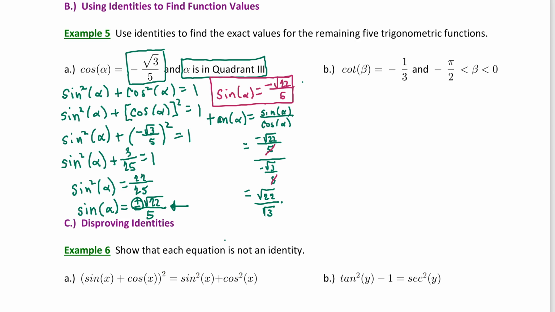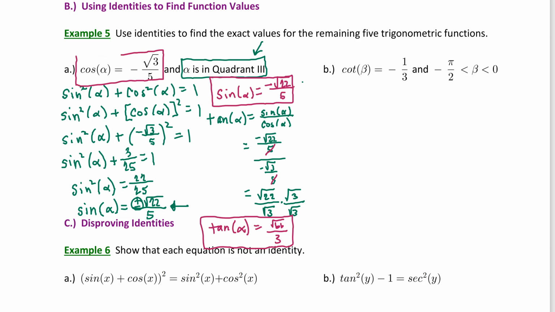Now, it's customary to go ahead and rationalize that. So let's multiply the top and the bottom by the square root of 3. So we end up with the square root of 66 over 3. So the value of tangent of alpha then is square root of 66 over 3. Observe that the value came out to be positive, and tangent is positive in quadrant 3. At this point, we know sine, cosine, and tangent. Let's find the reciprocal functions.